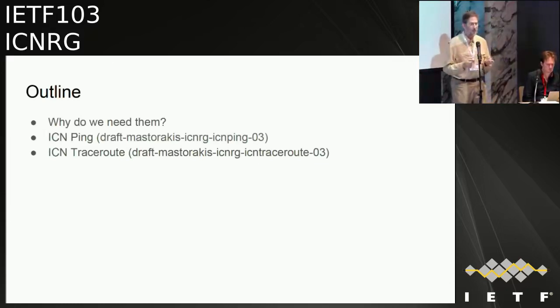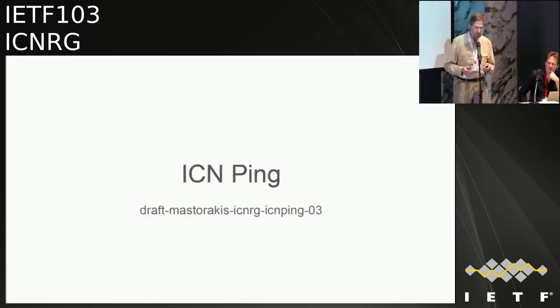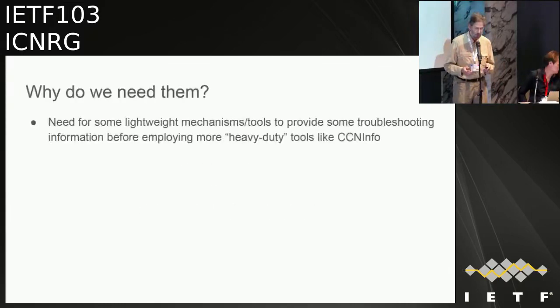The ping and traceroute are much more like, at least conceptually, the equivalent IP world tools, which are intended to be extremely lightweight and usable by end users to at least get some sense of how things are working. So the contention is, where's the right button? Is that we need some lightweight tools for troubleshooting before employing more heavy-duty tools like CCN Info.